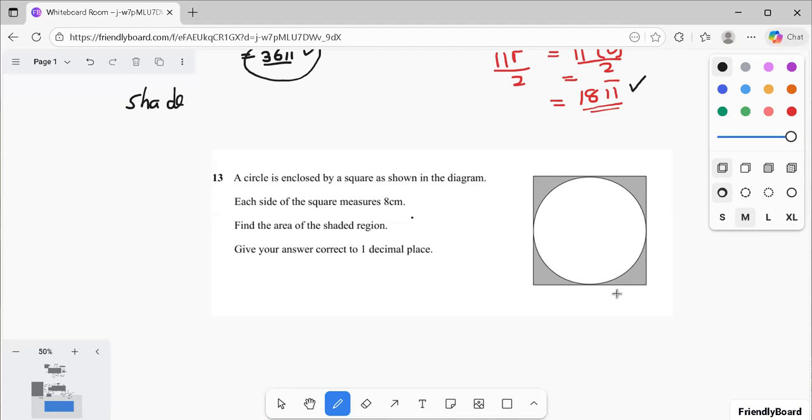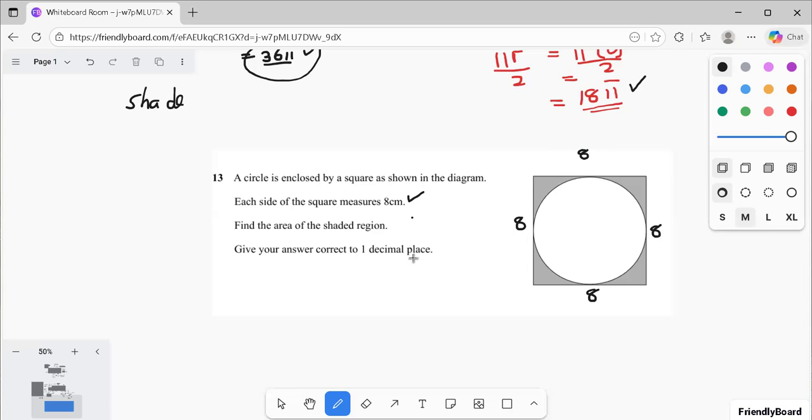That is the square. All right. So they are saying that each side of the square measures 8 centimeters, and you know that all the sides of a square are equal. So that means there is 8 there, 8 there, 8 there, 8 there. All right. And tick this part to show that I've understood it.